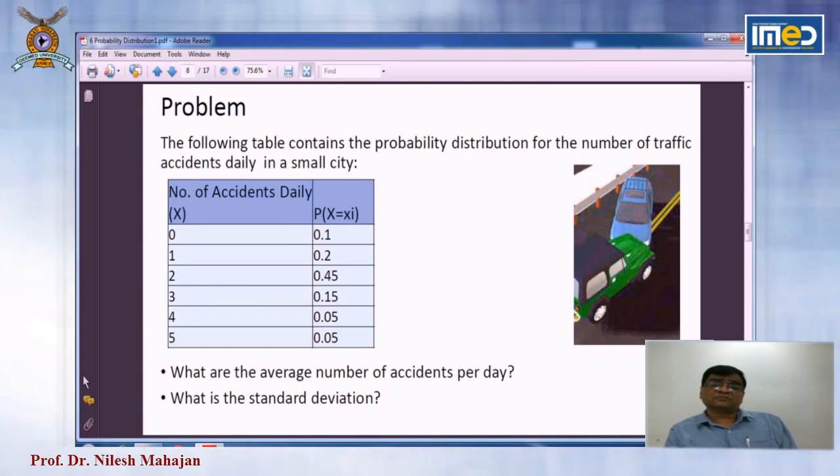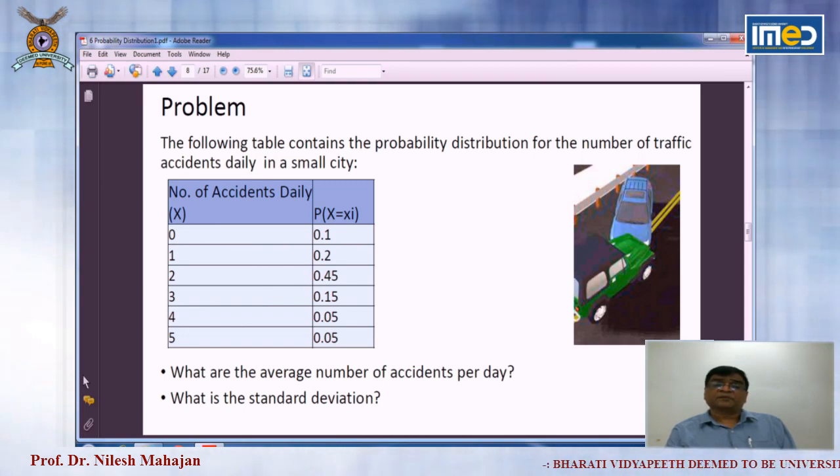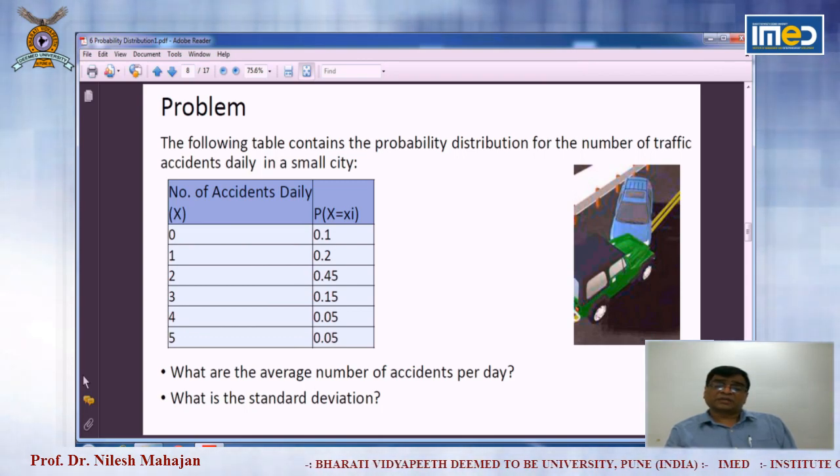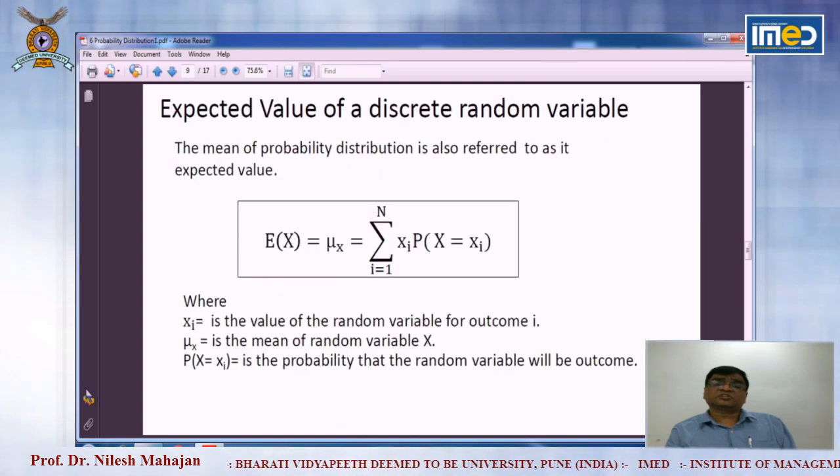So what is X? 0, 1, 2, 3, 4, 5. And their probabilities are also given here: 0.1, 0.2, 0.45, 0.15, 0.05 and 0.05. Now my question is, what is the average number of accidents per day? And my second question is, what is the standard deviation?